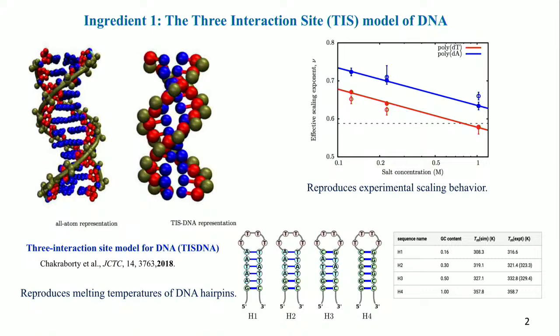And then we also looked at the DNA hairpin melting thermodynamics for 4 different hairpins. As you can see in this table, the melting temperatures that we have predicted from simulations are in very good agreement with what others have reported from experiments. So basically it shows that this 3SPN DNA model gives you a robust description of DNA thermodynamics and other properties.